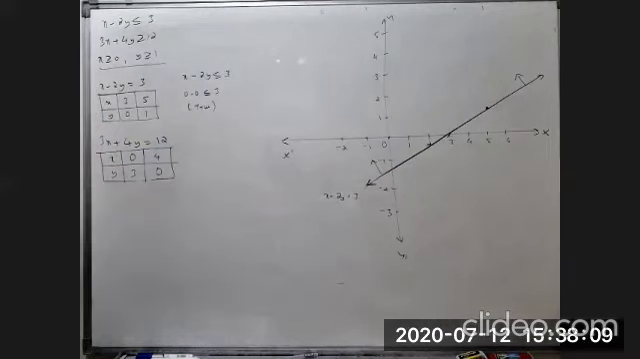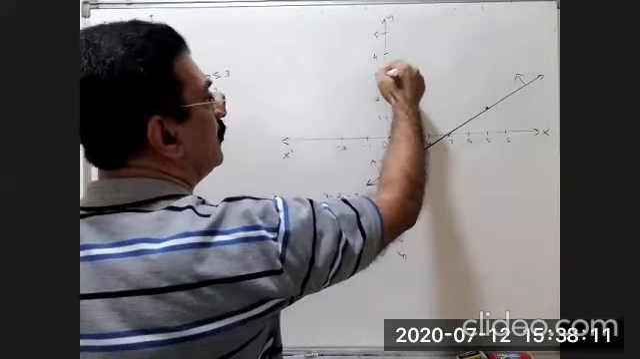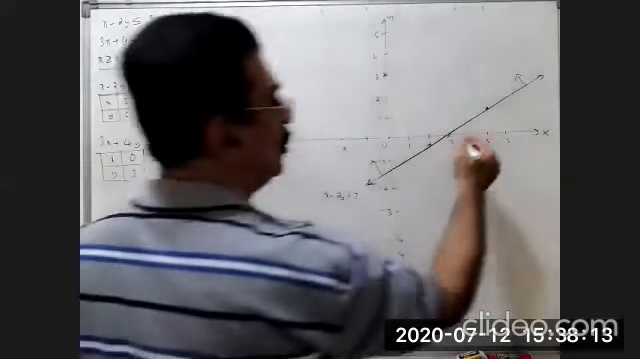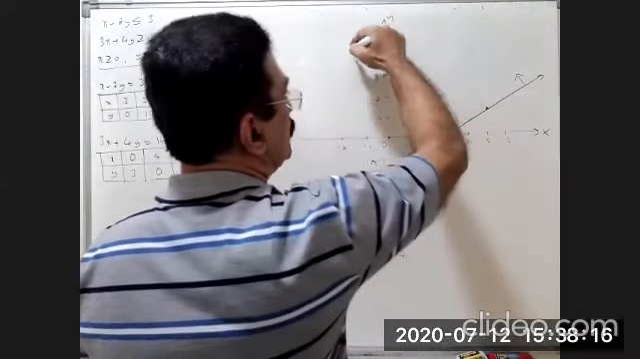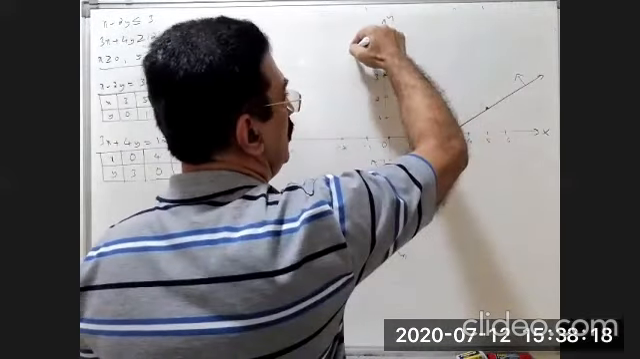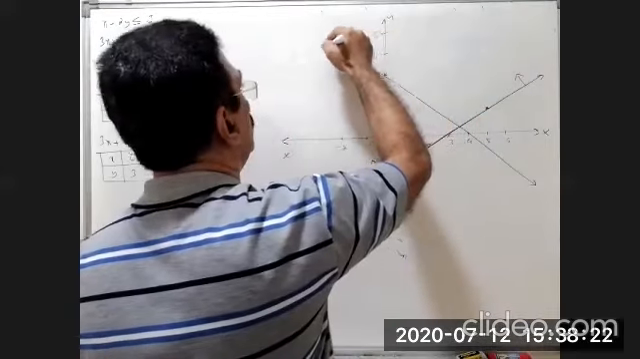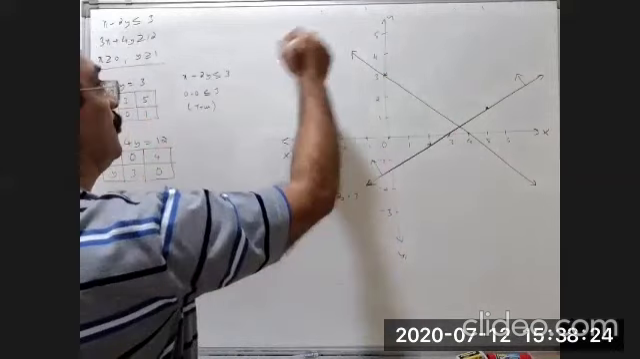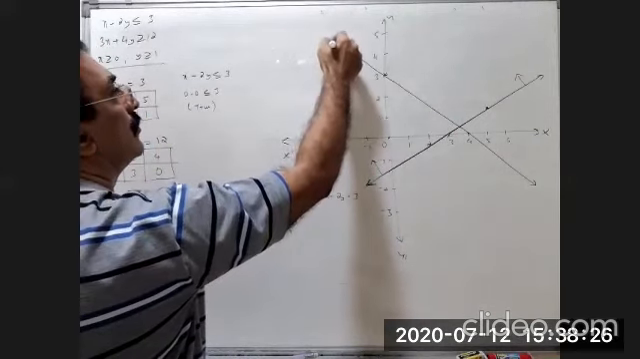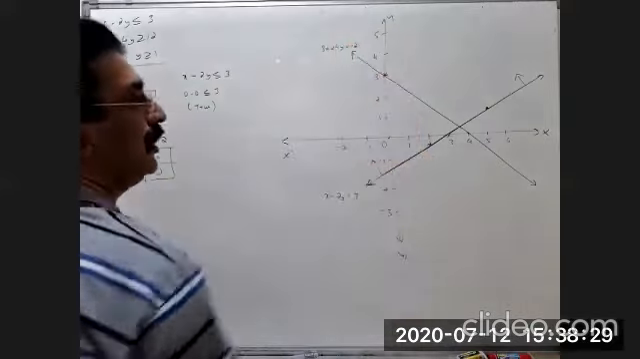Next one, 0, 3. 0, 3 is here. 4, 0 is here. So a straight line passing through these two. This is 3x plus 4y is equal to 12.